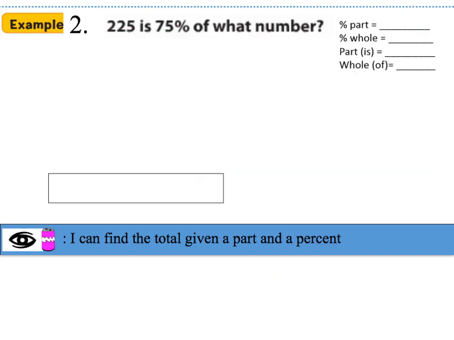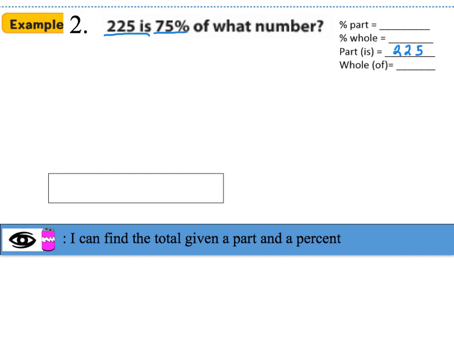For example 2, it says 225 is 75% of what number? So let's take some time to fill out the important information that we know from this problem. The problem says 225 is, so that would be my part. 225 goes here.